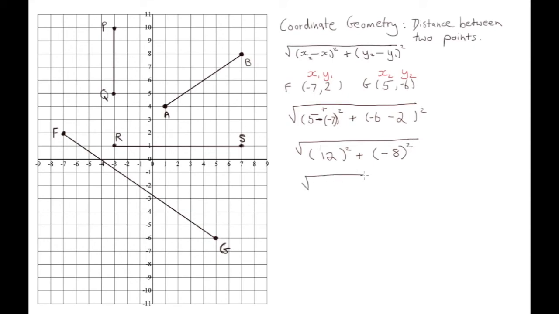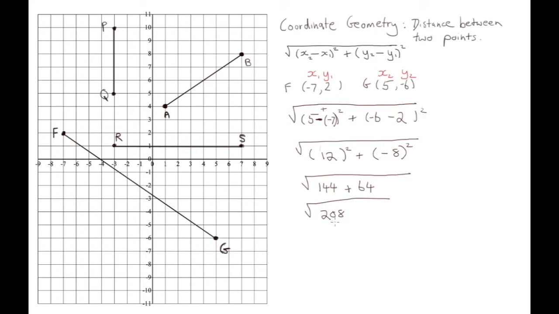So now the next thing we need to do is square the numbers. 12 multiplied by 12 is 144. And then minus 8 multiplied by minus 8. 8 eights are 64. Now a minus by a minus is a plus. So we end up with plus 64. So we add those two together. 144 plus 64 is 208.